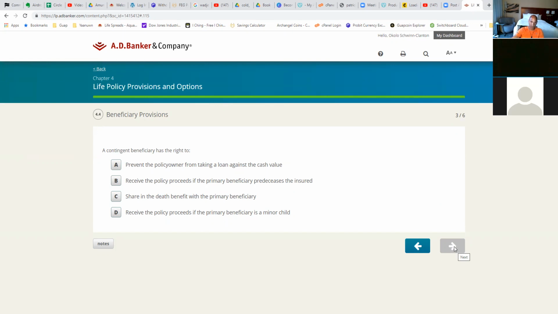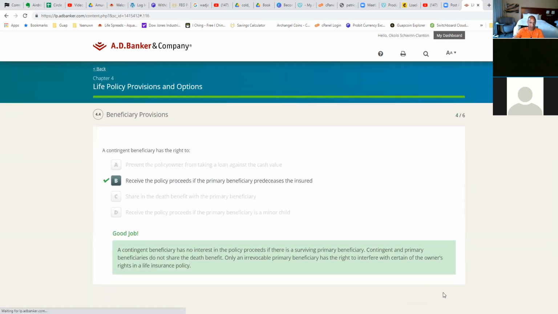So a contingent beneficiary has the right to receive the policy proceeds if the primary beneficiary predeceases the insured. That's the right one.